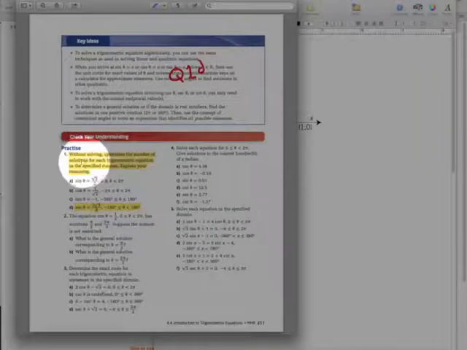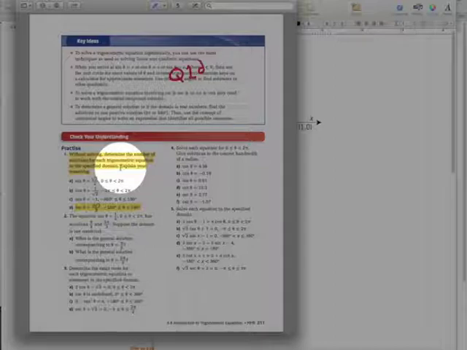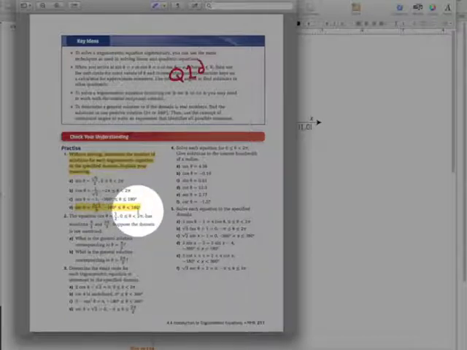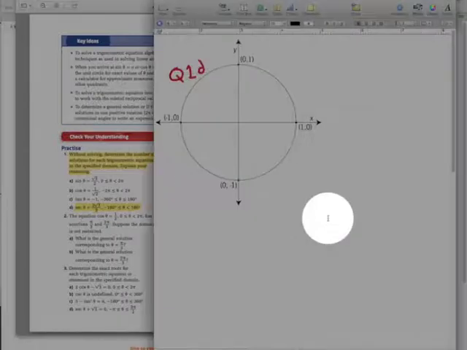Question 1. So without solving, determine the number of solutions for each trigonometric equation in the specified domain and explain your reasoning. So D is asking us to do secant theta equal to 2 root 3 over 3 in the domain of negative 180 degrees up through to 180 degrees. So let's go take a look at what all that means.